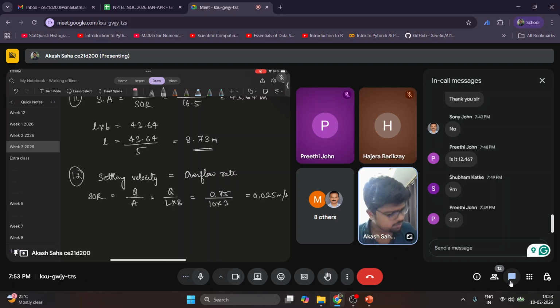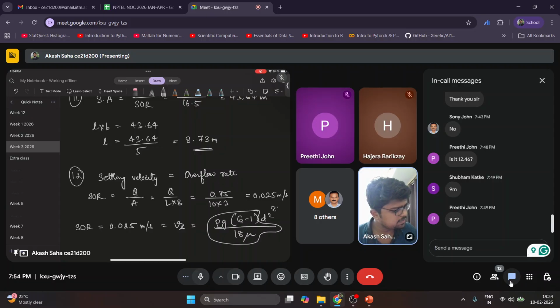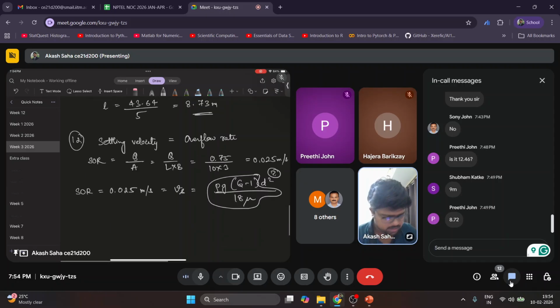Then we will equate this SOR of 0.025 meter per second to the settling velocity, which is equal to rho g minus 1 d square by 18 mu. All this information is given except the d. From here, if you equate everything, you will get d as 0.175 mm. You have to find the answer in mm. You can find everything in meter, then divide by 1000 to get it in mm.